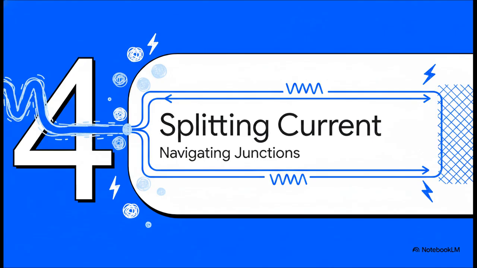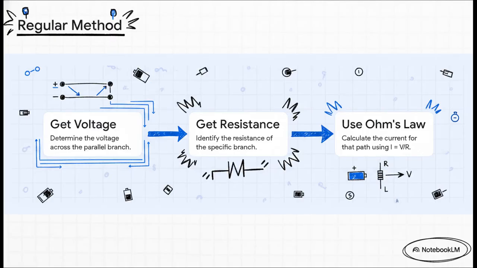That brings us to Section 4, splitting the current. Let's actually apply this to a classic grade 10 past paper question where, let's say, a 2 ohm and a 4 ohm resistor are set up in parallel. When calculating exactly how current splits here, you've got two approaches.